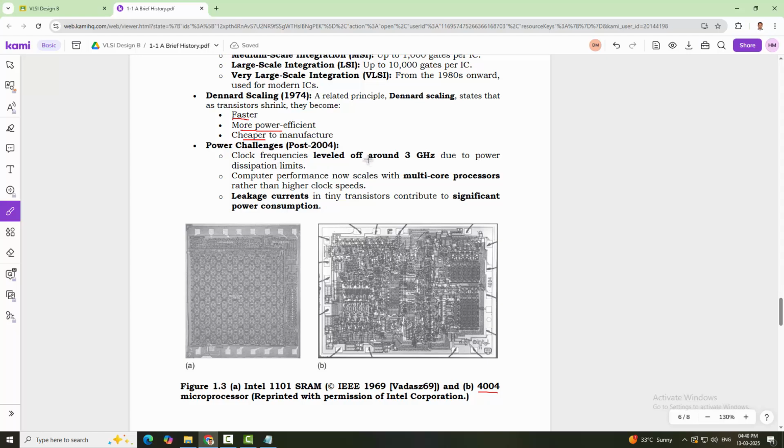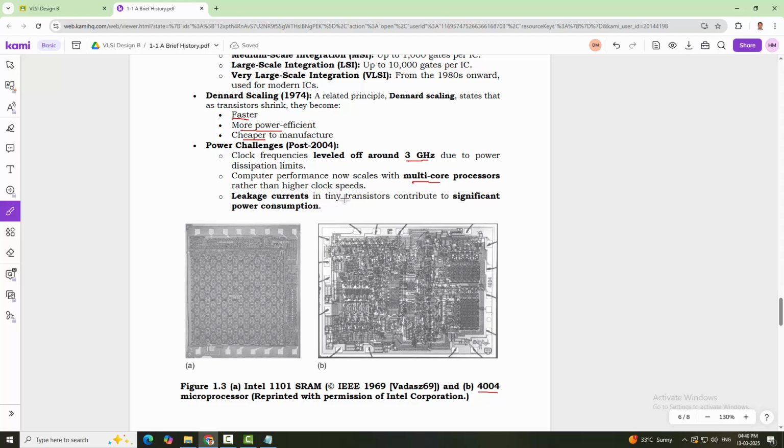Then power challenges post 2004. Clock frequencies leveled off at only 3 gigahertz; there is an upper limit for the clock frequency. We cannot manufacture a processor beyond 3 gigahertz because of the power limit. Therefore, clock frequencies were leveled to 3 gigahertz due to power dissipation limitations. Computer performance now scales through multi-core, because we can't make a single processor faster than 3 gigahertz. The alternate solution is moving to multi-core processors rather than higher clock speeds.